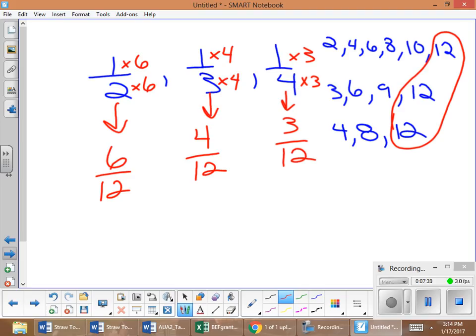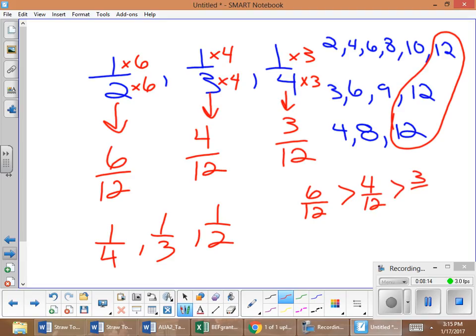Now you have an order. 1/2 equals 6/12. 1/3 equals 4/12. 1/4 equals 3/12. If I were to put them in order, I'd look at this and I would say, okay, 1/4 is the smallest. 1/3 is the next. And then finally followed by 1/2. That's order from least to greatest. You could also say that 6/12 is greater than 4/12, which is greater than 3/12.